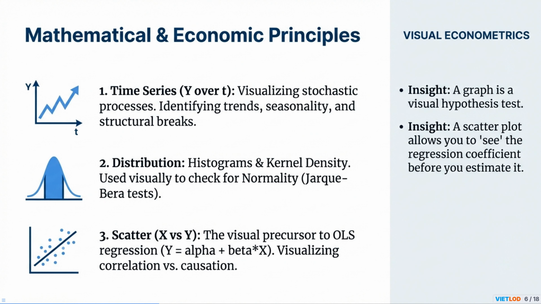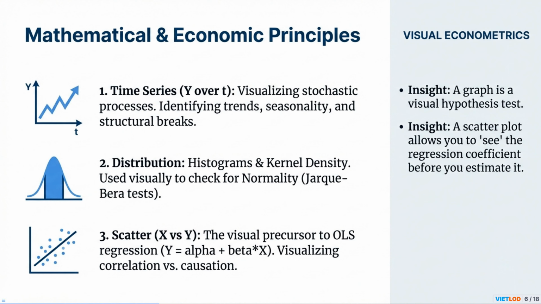A time series plot of a variable y over time t is our primary tool for visualizing stochastic processes. It helps us identify trends, seasonality, and structural breaks. A distribution plot, like a histogram or a kernel density, is a visual check for normality. It's the graphical equivalent of a Jarque-Bera test.